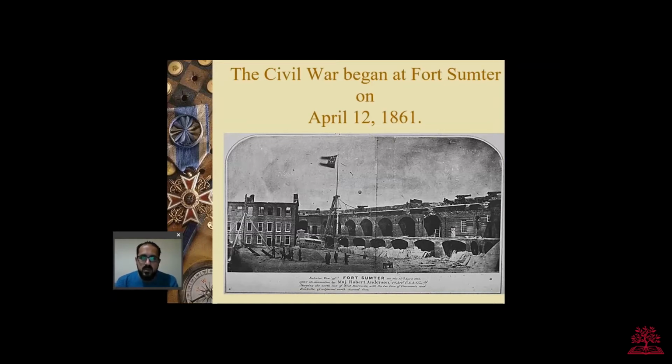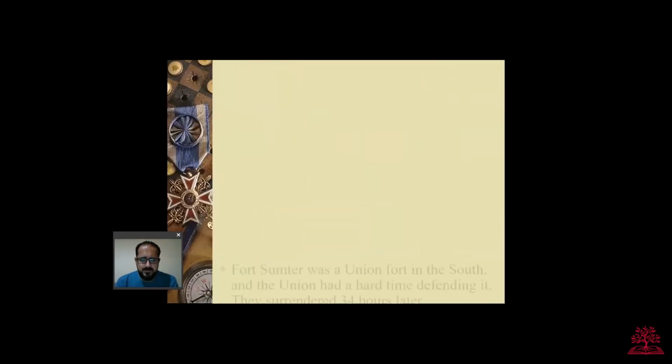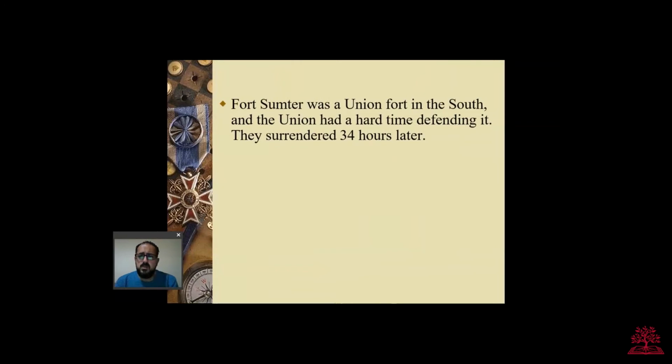The South attacked the fort of Sumter because it was governed by the Union. Fort Sumter was a Union fort in the South, and the Union had a hard time defending it. They surrendered 34 hours later. So it was a defeat for the Union, because of the location of this fort, and they had a hard time defending it, so they surrendered after 34 hours.